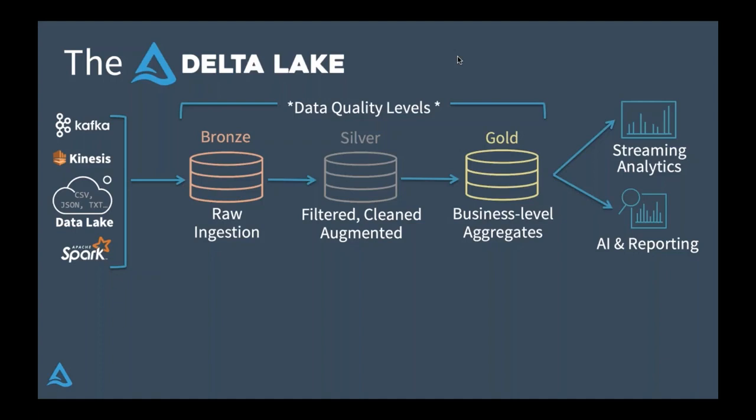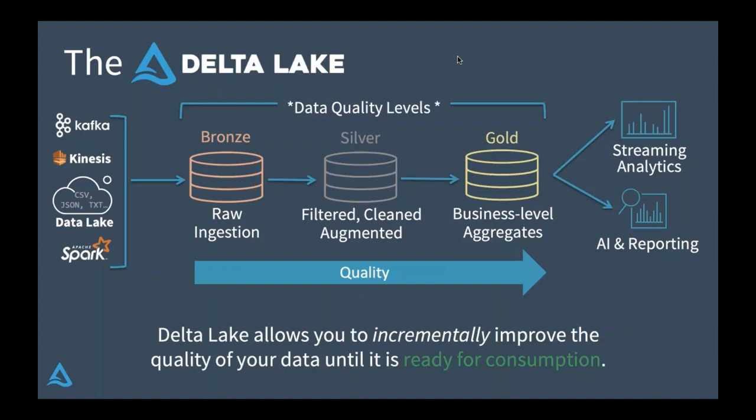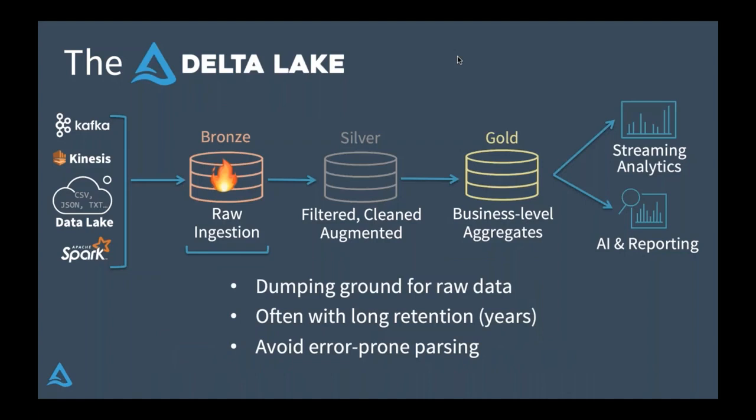These are just general classes of data quality. The idea here is as you bring data into the data lake, rather than try to make it perfect all at once, you're going to incrementally improve the quality of your data until it's ready for consumption. I'll talk about why I think that's a really powerful pattern that can help you be more productive. So starting at the beginning is your bronze level data.